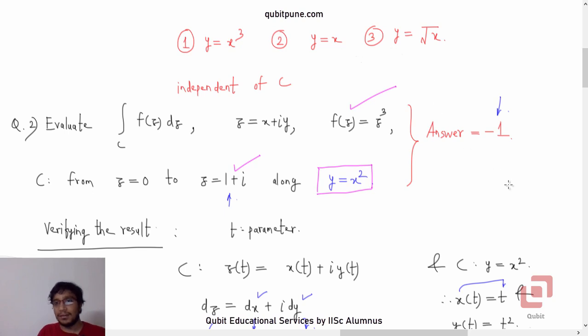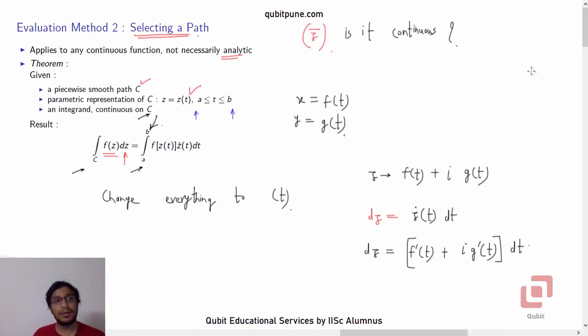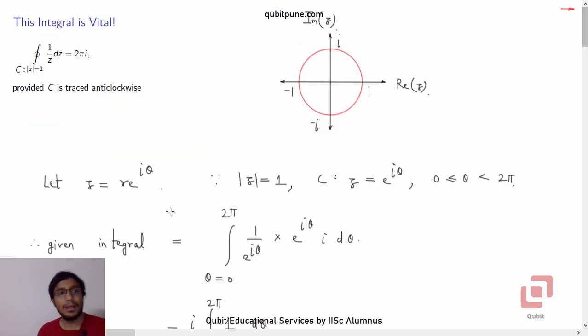You should get the same answer, which is negative 1. All paths will lead to the same answer. This is only because the function is analytic and the curve satisfies the properties mentioned in the theorem. It is piecewise smooth. So we have seen the two methods of evaluating a line integral in the complex plane.